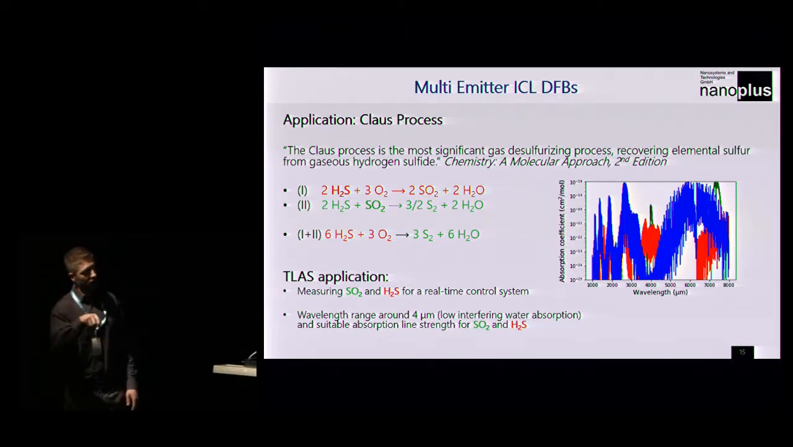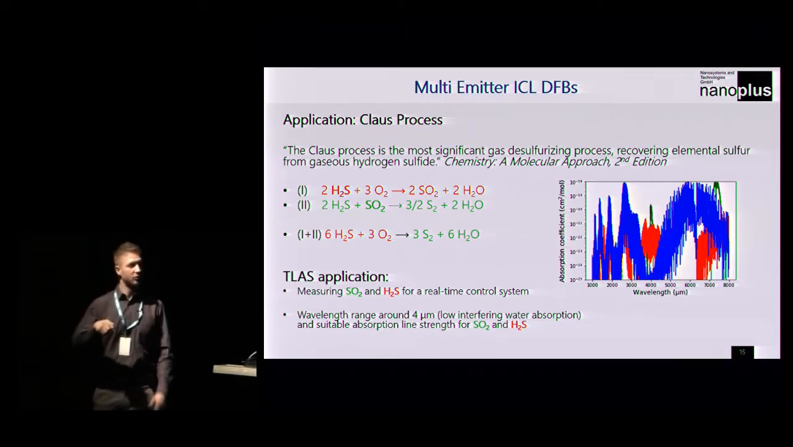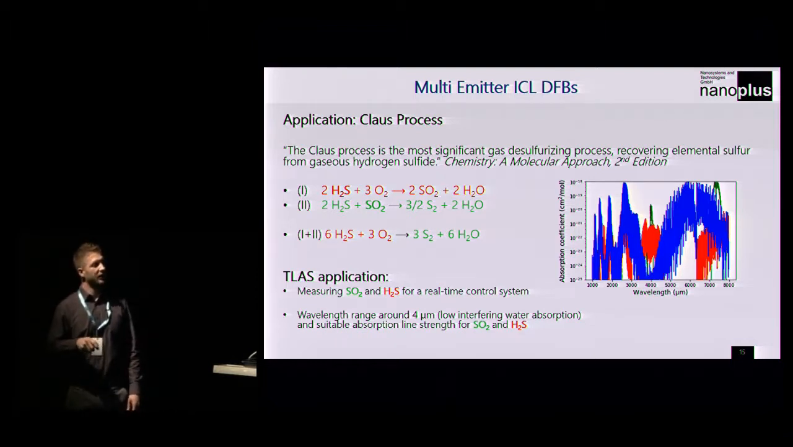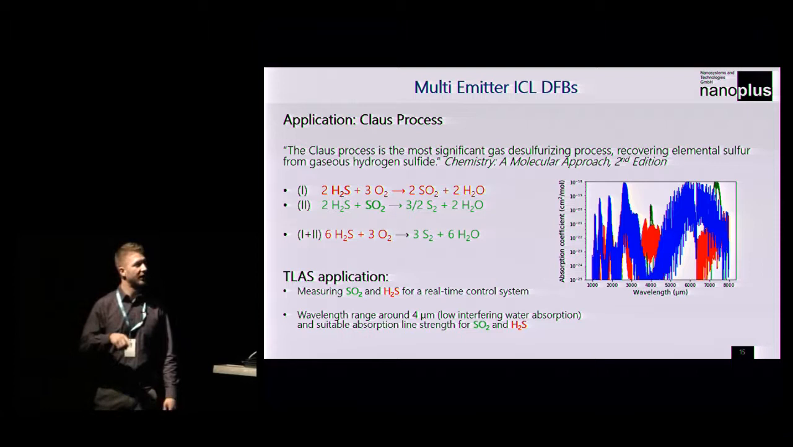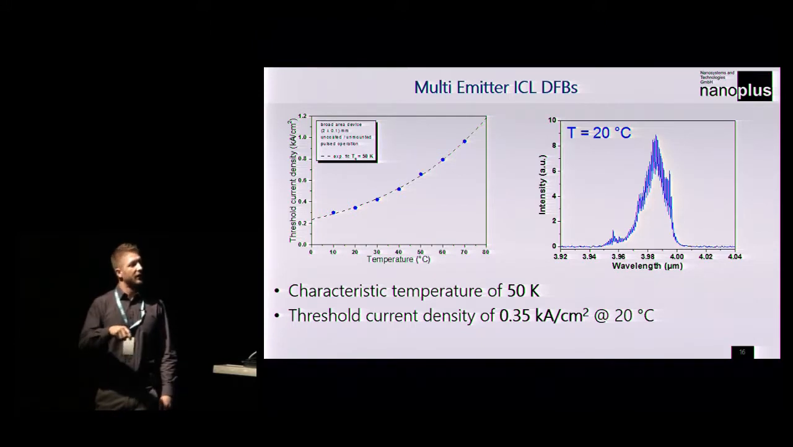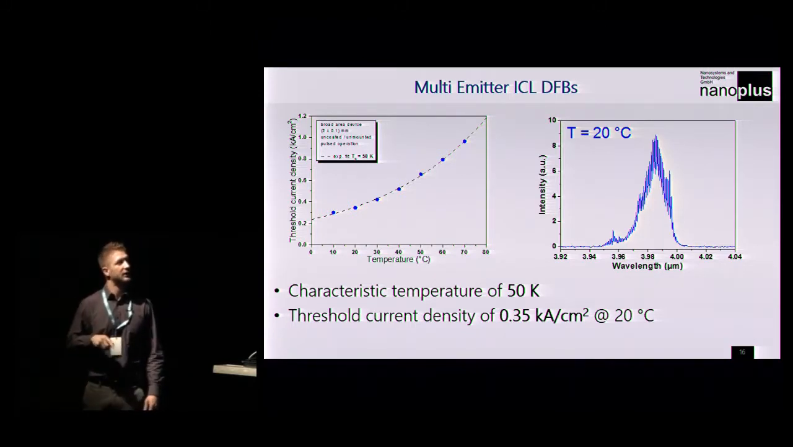So what you want to do is choose a wavelength region where you can detect both of them and you don't interfere with water absorption too much. Around 2.6 and around 6 micron you have a lot of water absorption. So this gives you the wavelength window that you want to operate in, around 4 microns. So we chose an ICL epitaxy around 4 microns with a high characteristic temperature of 50 Kelvin and a low threshold current density.